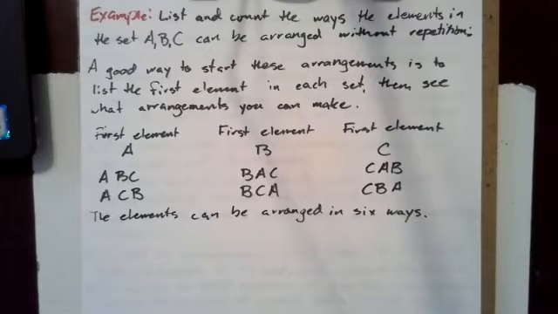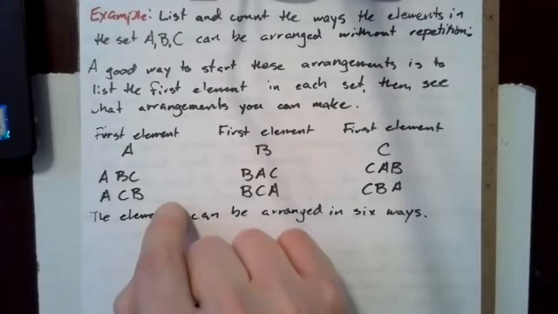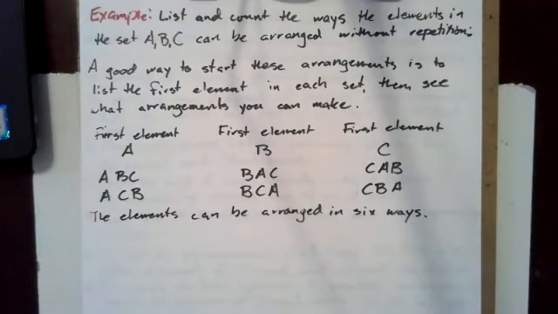For example, list and count the ways the elements in the set A, B, C can be arranged without repetition. A good way to start these arrangements is to list the first element in each set, then see what arrangements you can make. If we have the first element A, we've got the possibilities ABC and ACB. If the first element is B, we have BAC and BCA, and if it's C, we have CAB and CBA. The elements can be arranged in 6 ways.